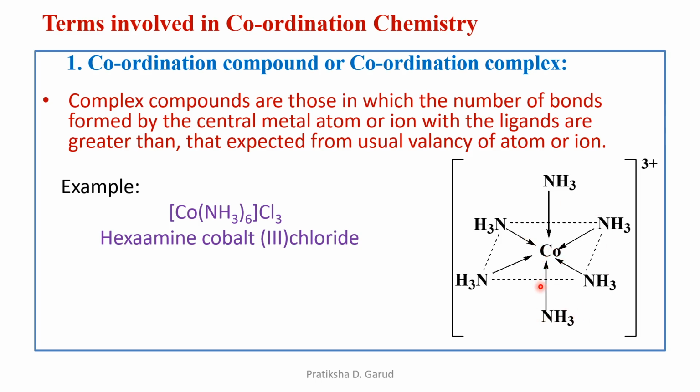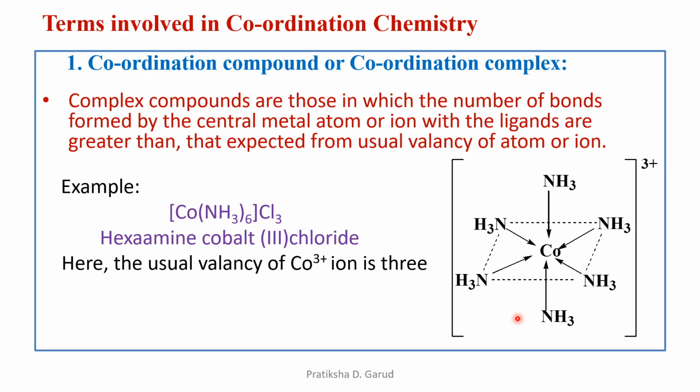the surrounding groups, right? But the actual charge on the cobalt is plus 3, because on the complex there is a plus 3 charge. That's why cobalt is having the plus 3 charge. That means the valency of the cobalt is 3, but the bonds formed by the cobalt are 6, and hence these types of compounds are known as coordination compounds or complex salts. So here we can say that the usual valency of the Co3+ ion is 3, right? But the number of bonds formed is 6. So it is called a coordination compound or coordination complex.